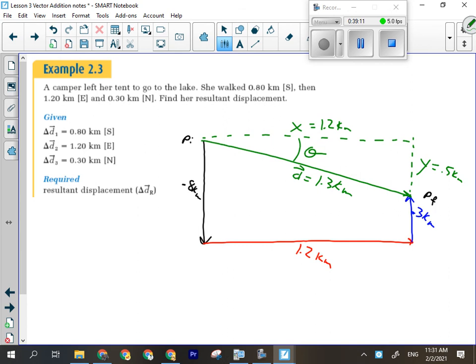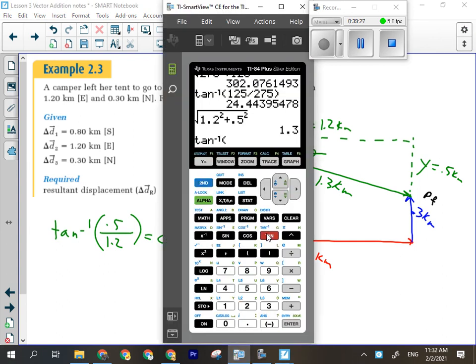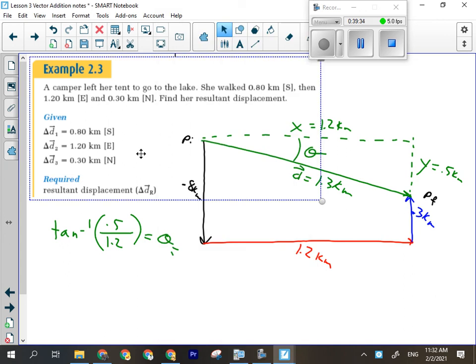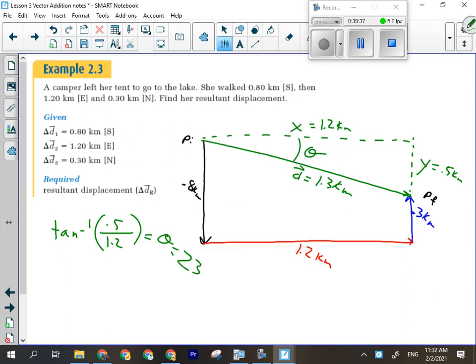Okay, and I've got all three sides, but tan is my favorite trig function. So I'm going to use tan to the minus 1 of the opposite side, 0.5, over the adjacent side, 1.2. Okay, and that will give me my angle. All right, so it's 23 degrees. Which direction? South of east, right. My angle arc touches east and I go south of east.